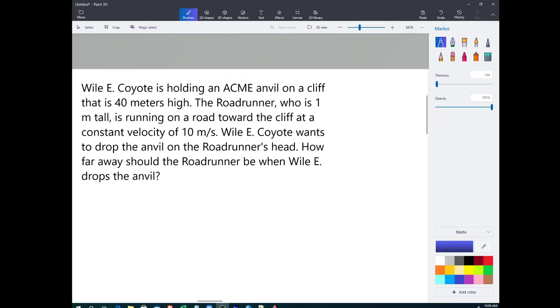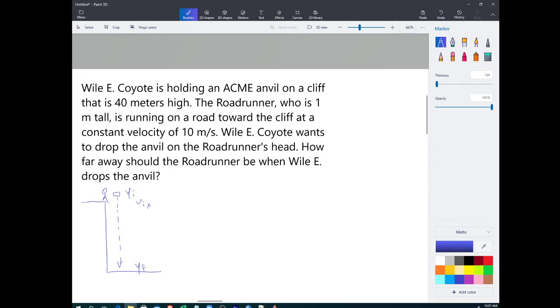How far away should the Roadrunner be when Wile E. drops the anvil? So, like with before, we're going to have the same sort of situation where we have our cliff. But what's different about this one is that the anvil is going to go straight down. We are going to have still an initial height and a final height, and we're going to have an initial speed. I'm not going to worry so much about the final speed on this one, again, because the equations we're using aren't accounting for that.